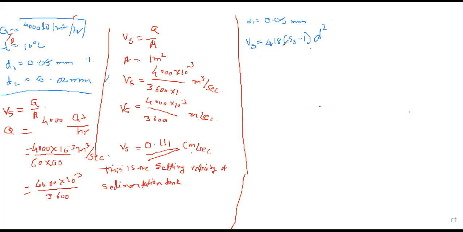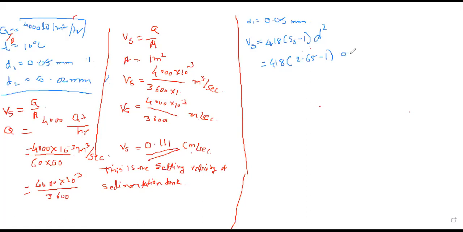Now here, what you need to do? This is 418 into bracket Ss. Ss is the specific gravity of the particle. Usually spherical silica particles in a sedimentation tank have 2.65 to 2.67 as specific gravity. If it is given to you in an example, you can take it. If it is not given, you can take it as 2.65, 2.66 or 2.67. So I will take here 2.65 minus 1 into bracket into d.